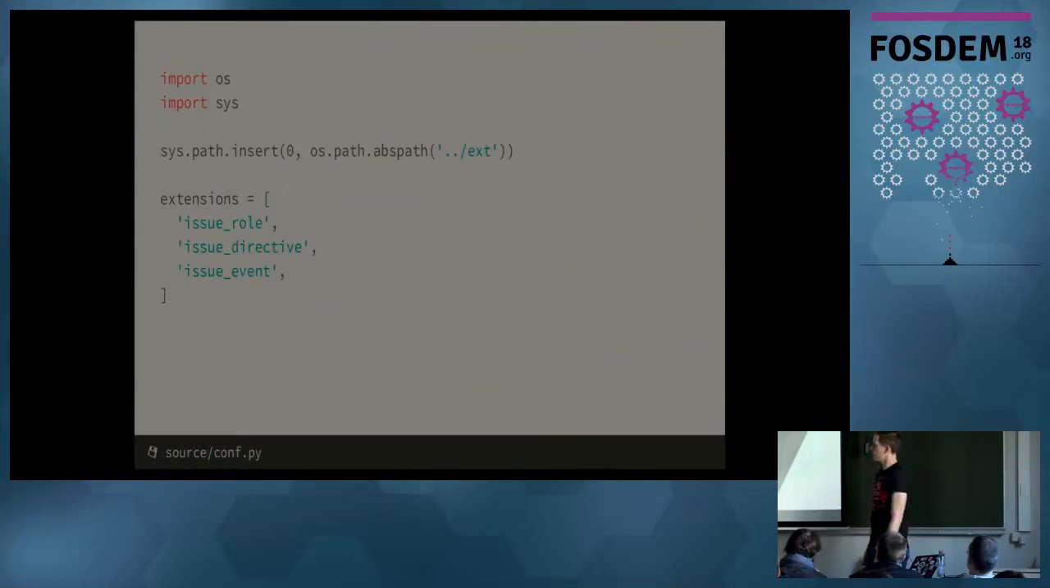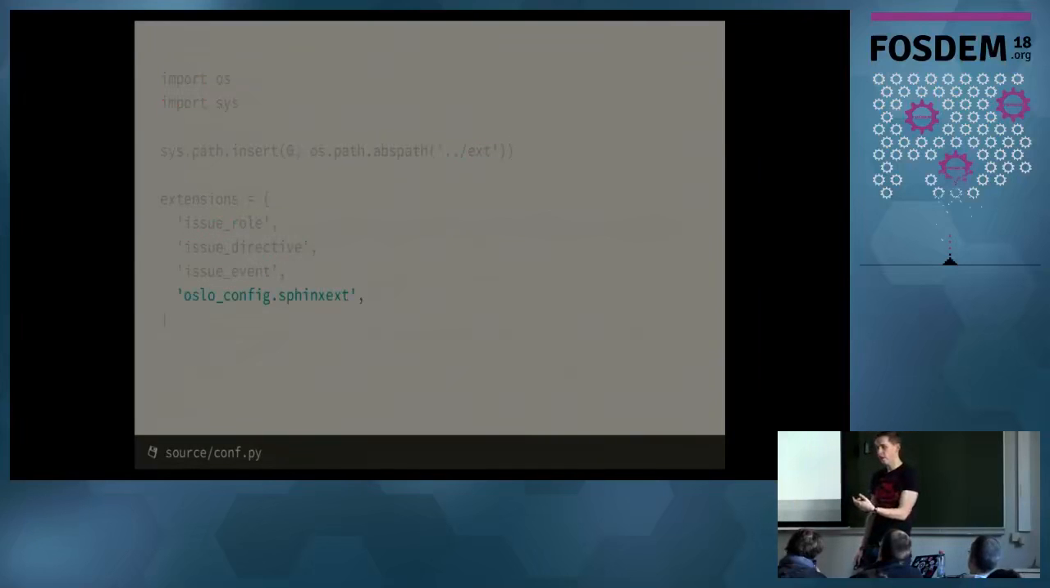When it comes to actually enabling every single extension, if you don't have your extension published on PyPI, then you can include it as part of the documentation itself. If you do that, you need to mess around with Python's path just to make sure that it actually realizes the extension exists and can use it. If you use the Sphinx Quick Start tool, it includes all of the necessary boilerplate. It's all commented out, but all the boilerplate is at the top of the file, so you can go and use all of this. In this case, I had an issue role, an issue directive, and an issue event extension. And each of those I just register by putting it in there.